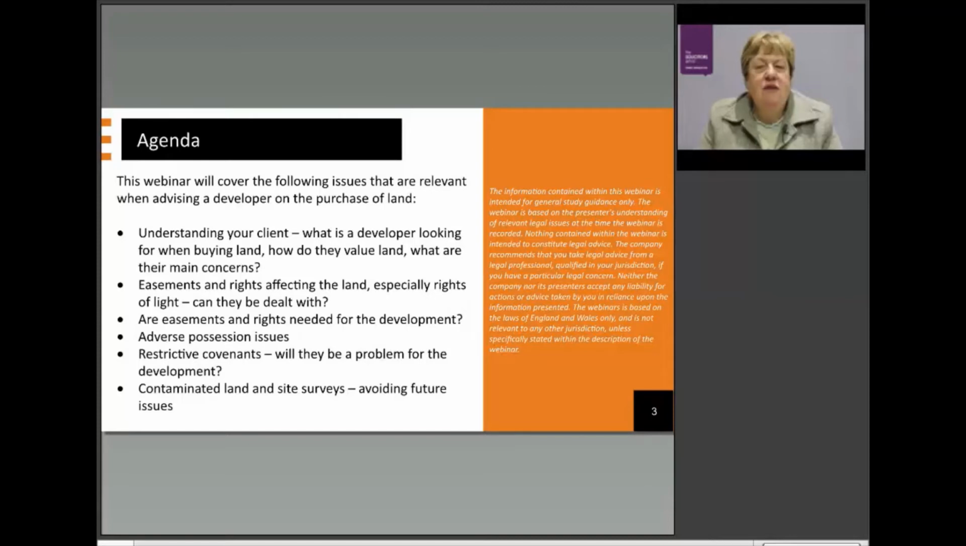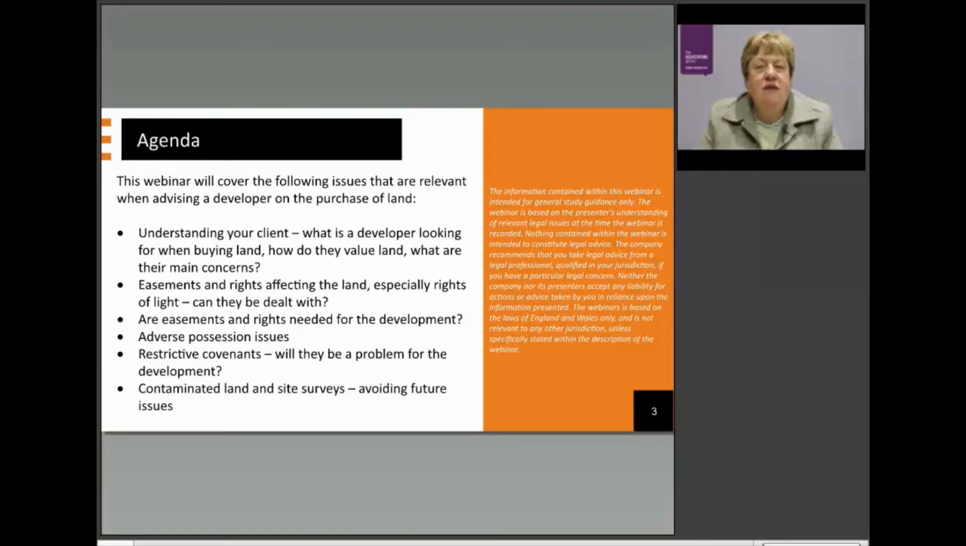I'm then going to continue on the subject of easements and rights, but this time the other way round. Not easements and rights affecting the land, but easements and rights that may be needed by the developer in order to do their development, in order that the development works.